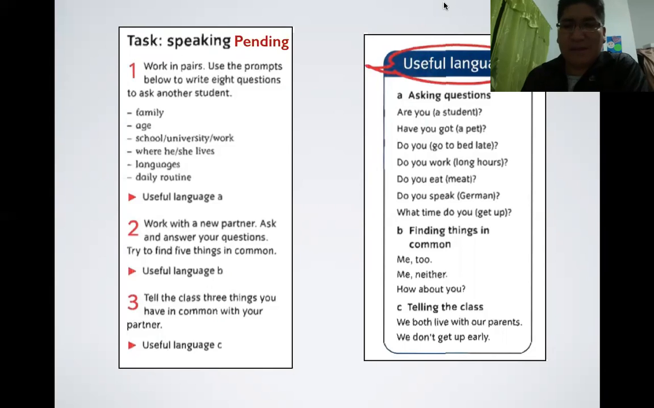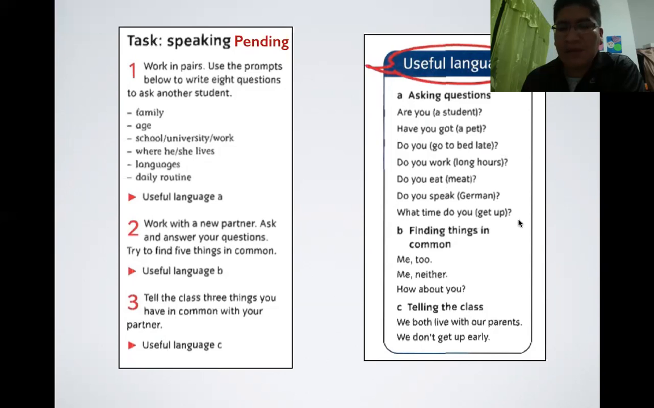The next is, for example, useful language. You can use questions like this. Are you a student? And the other person says yes, or me too. Okay, yes I am. What about you? Me too. Have you got a pet? The person says yes, and you? Me too. And do you go to bed late? Yes, sometimes. And what about you? Me too, sometimes. Do you work long hours? Do you eat meat? Do you speak German?